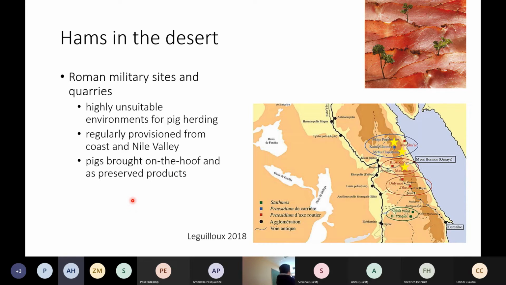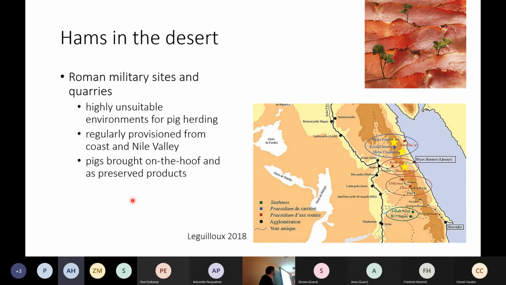And the interpretation is that these were Roman military and quarry sites, which would have been provisioned more or less regularly from both the Red Sea coast and the Nile Valley. And pigs could be brought on the hoof, but most likely and more often as preserved products, so as cured meat, as either whole or portioned.